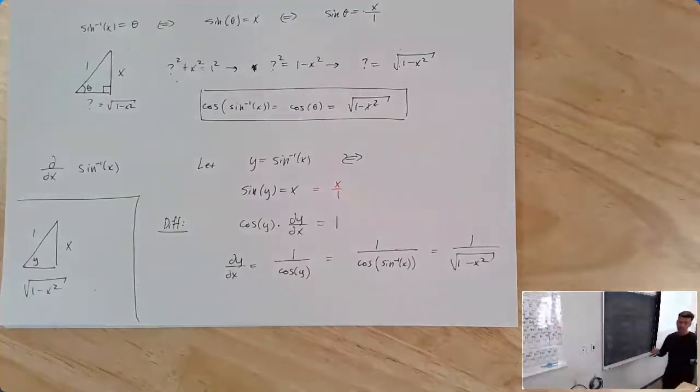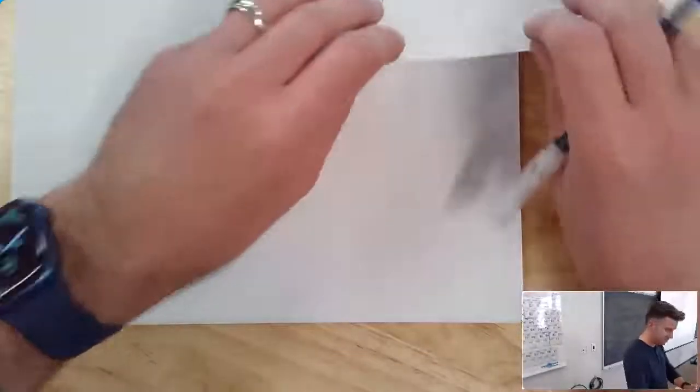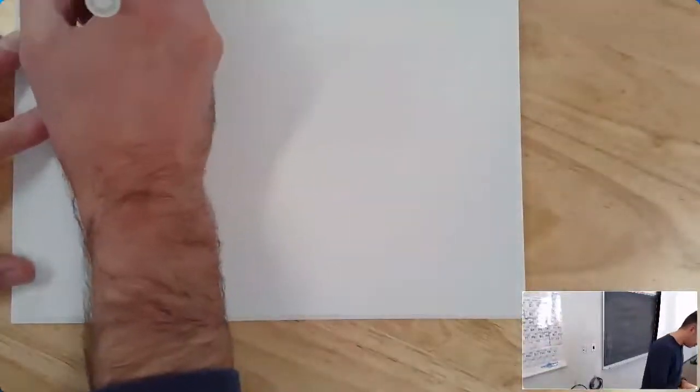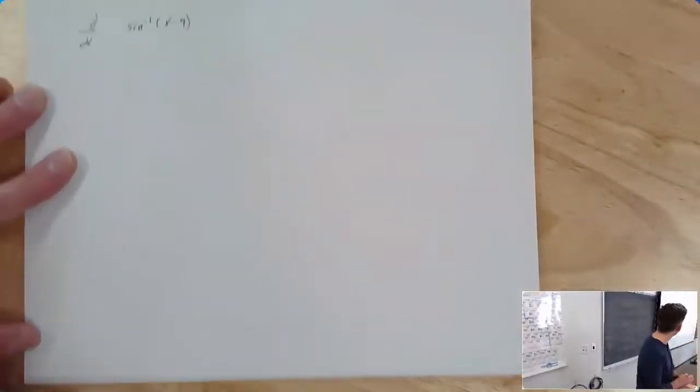To answer your question from before, Stein, now we can find the derivative of something like inverse sine of x minus 9. I think yours is actually inverse cosine, but whatever. So if I want to find the derivative of the inverse sine of some stuff, yes, of course I can.